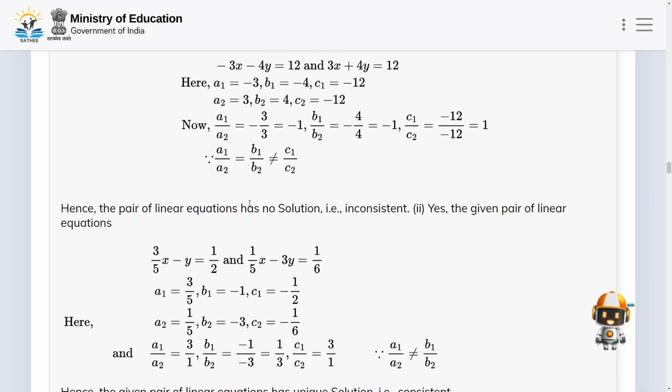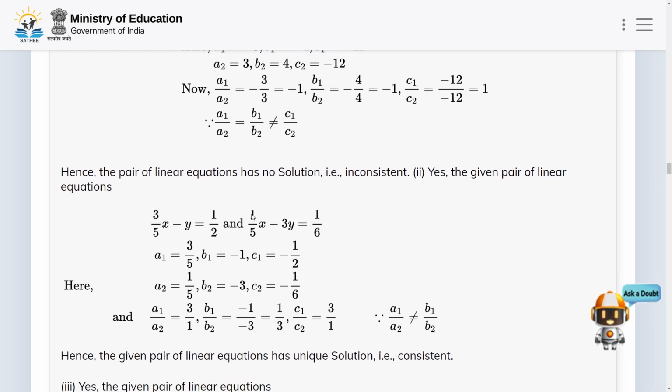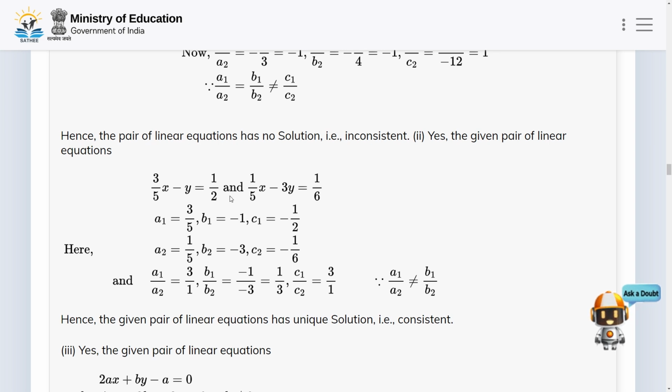And now if we check the second one, we have the pair of linear equations 3 by 5x minus y is equal to 1 by 2 and 1 by 5x minus 3y is equal to 1 by 6. If we compare this pair of linear equations with the general form, then here a1 is equal to 3 by 5, b1 is equal to minus 1 and c1 is equal to minus 1 by 2. Here a2 is equal to 1 by 5, b2 is equal to minus 3 and c2 is equal to minus 1 by 6.